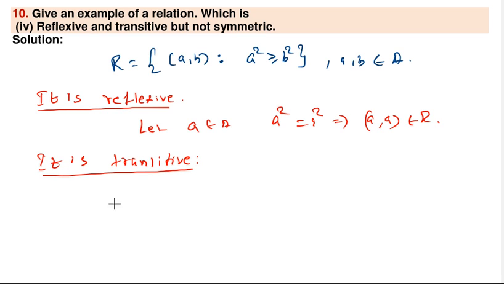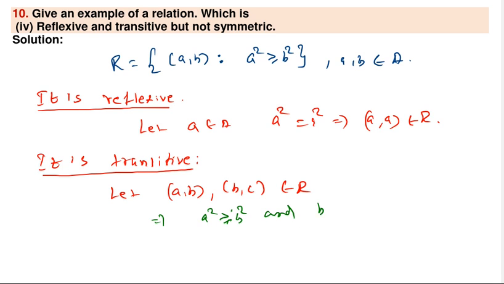How to conclude? Let us take two members A, B and B, C belonging to R. This implies A square is greater than or equal to B square, and B square is greater than or equal to C square. Combining these two, A square is greater than or equal to C square. We can conclude with the help of this that A, C belongs to R. So it is transitive.